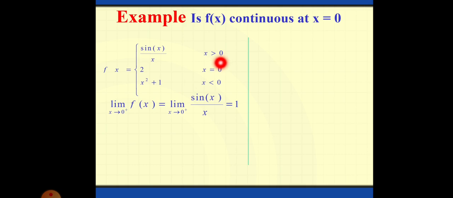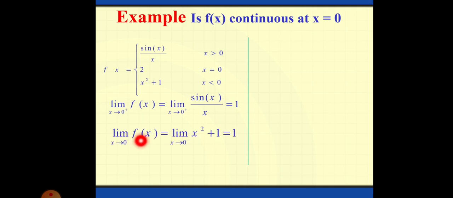From the positive side, we have to use this rule, sine x over x, because here f of x equals sine x over x when x is bigger than 0. So this is the right limit, or the limit of f of x when x approaches 0 from the positive side, equals the limit of sine x over x when x approaches 0. From the previous rules, we know that the limit of sine x over x equals 1. So this is the right limit.